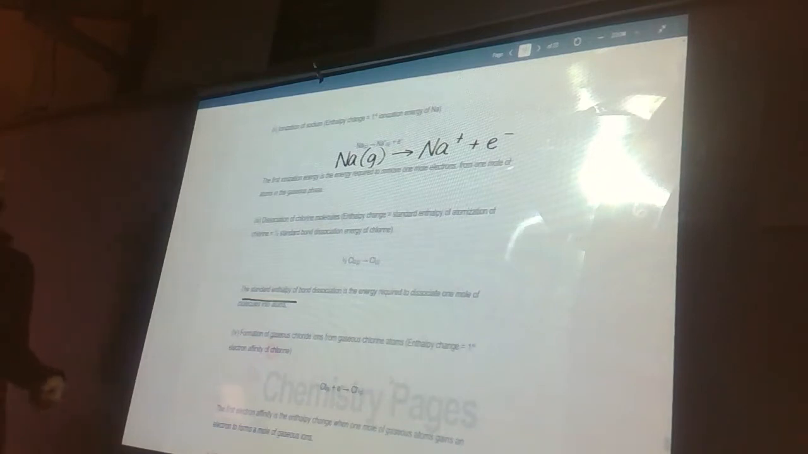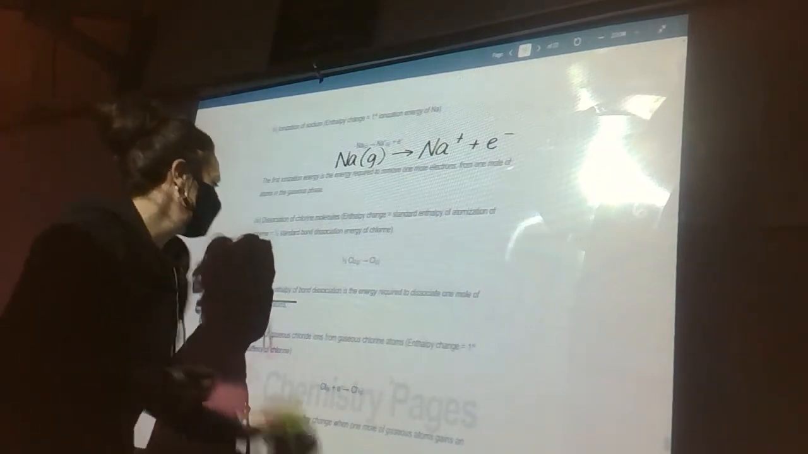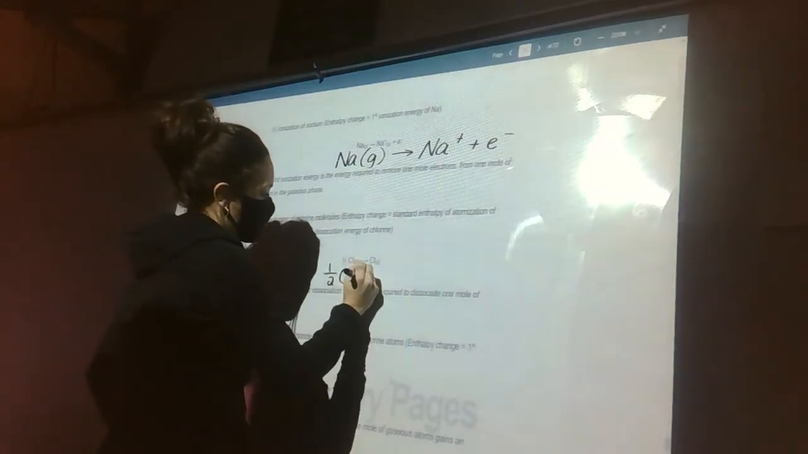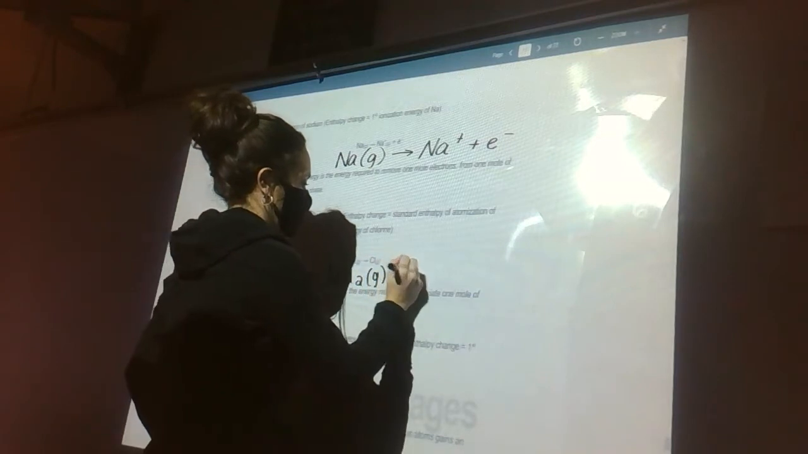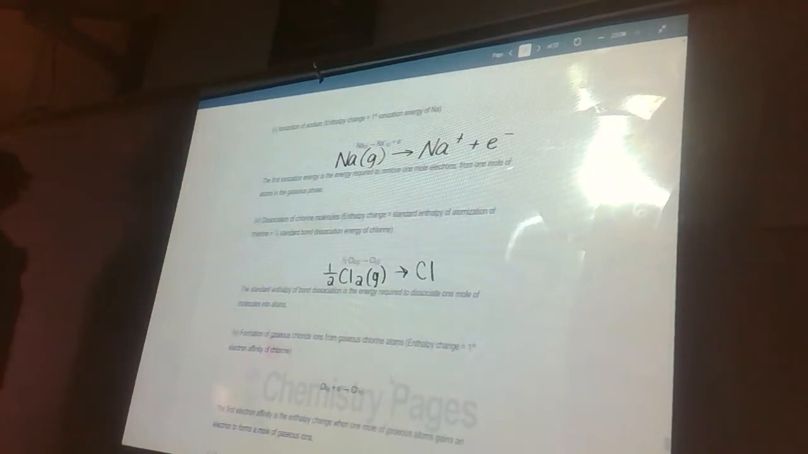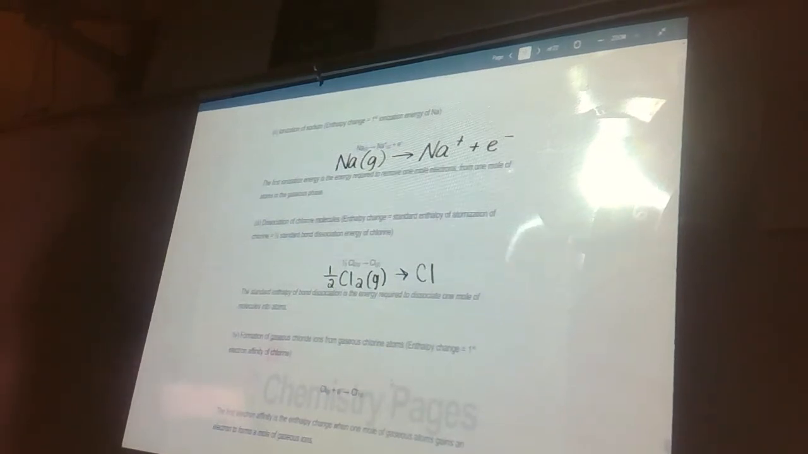All right? The next step in all of this, we have diatomic chlorine gas, and we have to break it apart. That requires energy. We're breaking a bond. It's a bond dissociation energy. Whatever the enthalpy of that bond is, that's the energy required to pull it apart.